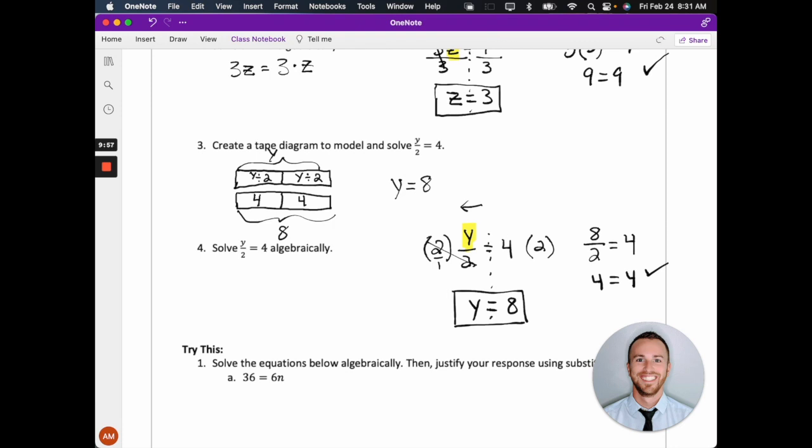So in order to do that, I have to use the inverse operation of whatever is being done to the variable. If it's a division problem, I need to multiply. If it's a multiplication problem, I need to divide. If it's an addition problem, I need to subtract. And if it's a subtraction problem, I need to add. There's a lot here, but when you break it down and go step by step, I think you're going to find that it's not that bad.